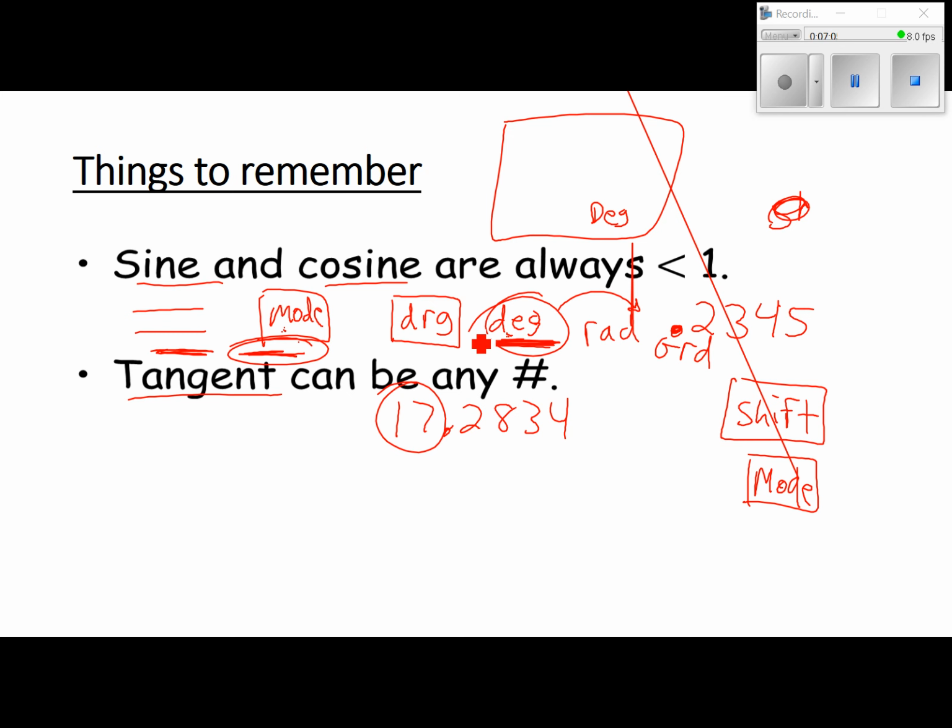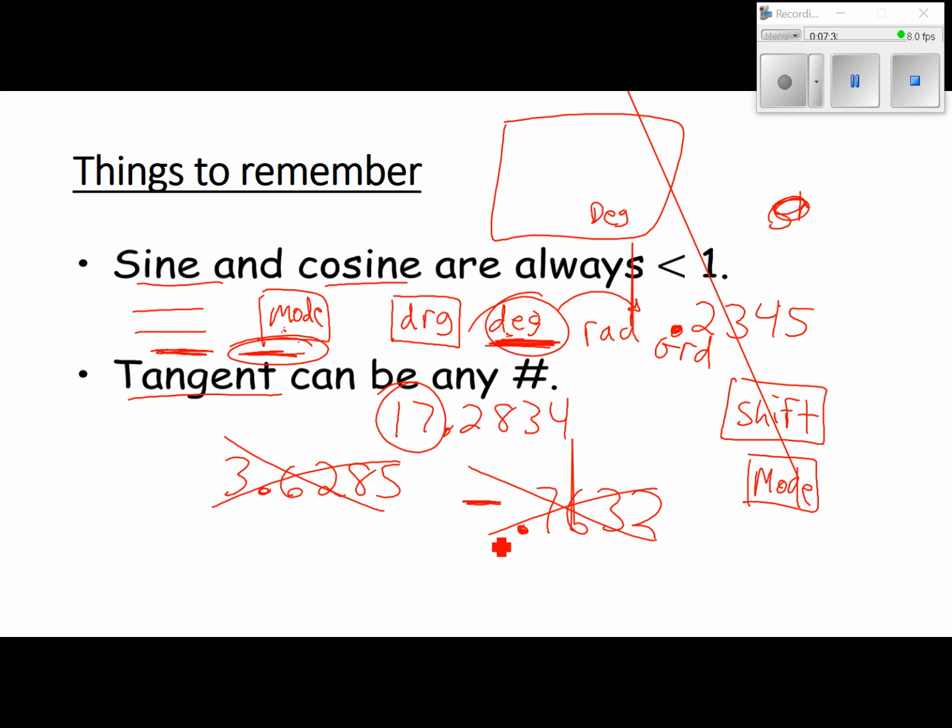If you do the sine of some angle and it comes up 3.6285, then something's wrong, because sine should not be more than 1. Now, there are some answers that are negative for sine and cosine and tangent, but most of the ones that we're going to do are not. So if you're getting something like negative 7 or 0.7632, then something's probably wrong. It's not set up in the right position. It needs to be in degrees.